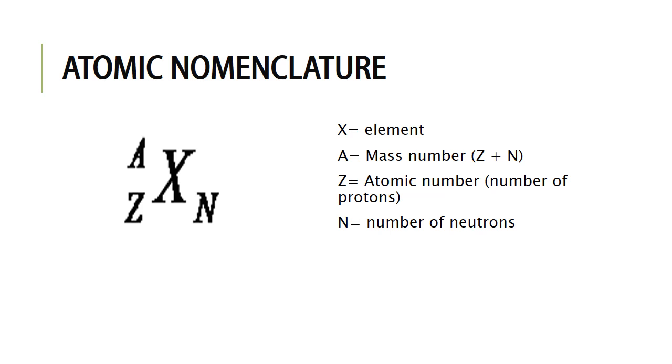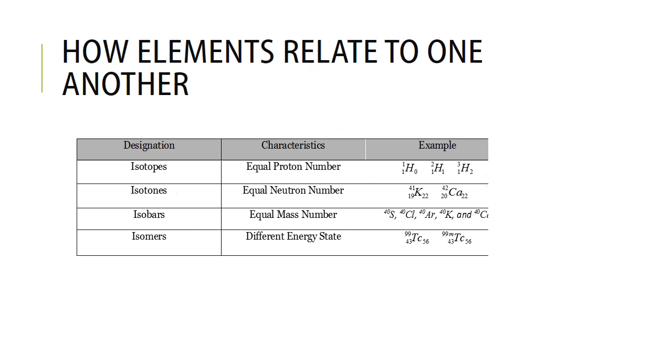I know that electrons do have a tiny, tiny amount of mass, but generally speaking, whenever you're talking about the mass of an element, you're referring to the protons and the neutrons. And of course, N would then designate the number of neutrons. So how do the elements actually relate to one another as far as the designation of isotopes, isotones, isobars, and isomers?